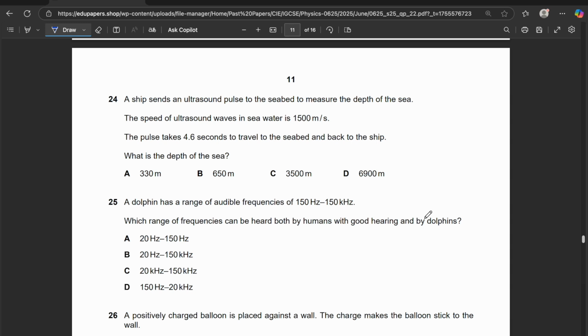24. A ship sends an ultrasound pulse to the seabed to measure the depth of the sea. The speed of ultrasound waves in seawater is 1500 meters per second. The pulse takes 4.6 seconds to travel to the seabed and back to the ship. What is the depth of the sea? So distance is equal to speed times time, and speed is 1500, and time is 4.6 divided by 2 because it covers both journeys. If we put that in the calculator, we get 3,450 meters, which is approximately 3,500 meters.